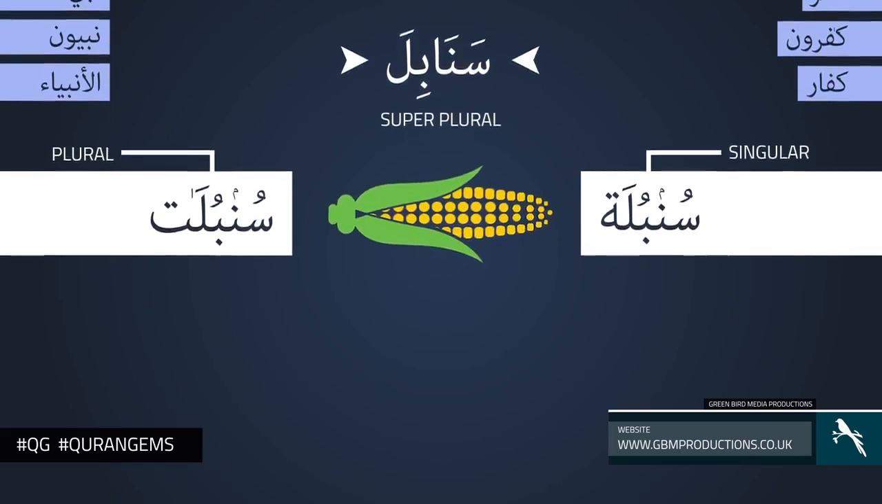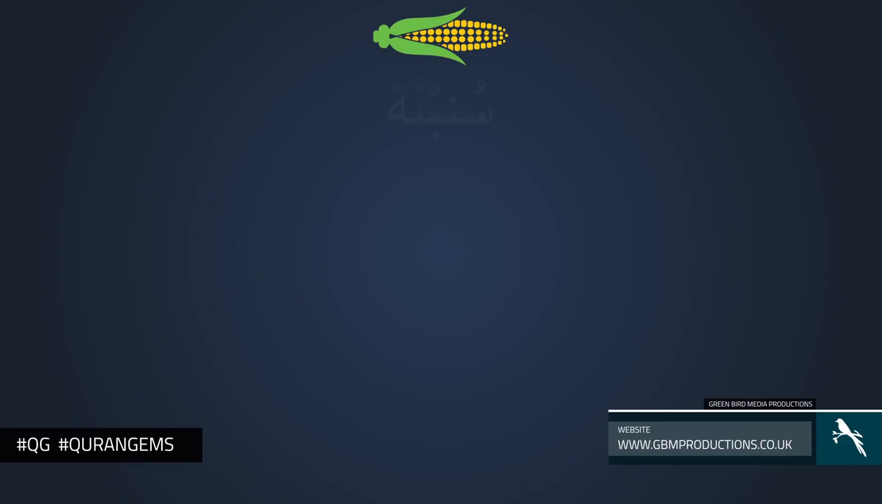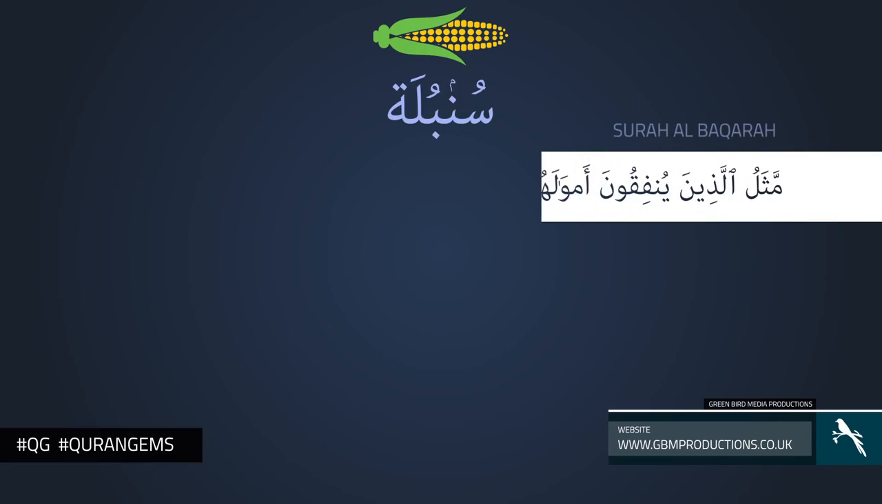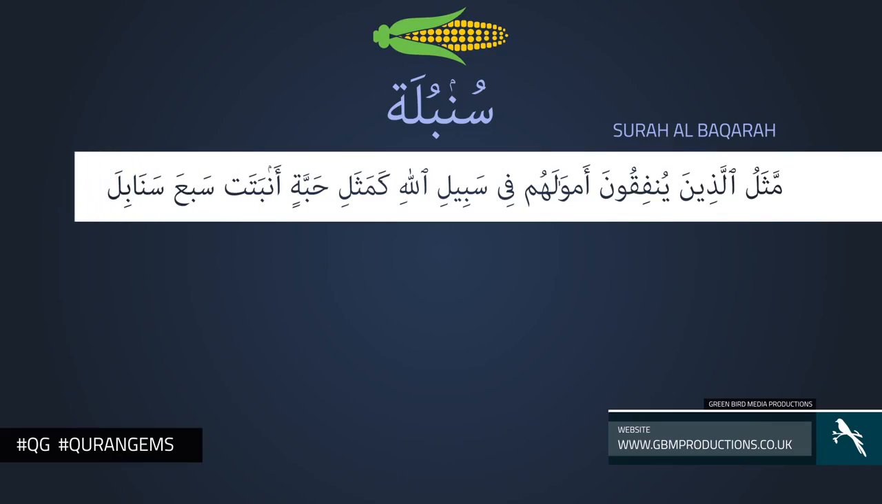Now let's turn to the Quran. In Surah Al-Baqarah, Allah Azza wa Jal mentions the ear of grain, sumbula, but He mentions the plural. He says, مَثَلُ الَّذِينَ يُنْفِقُونَ أَمْوَالَهُم فِي سَبِيلِ اللَّهِ كَمَثَلِ حَبَّةٍ أَنْبَتَتْ سَبْعَ سَنَابِلٍ. Sab'a sanabil. Is that the regular plural or the super plural? That's the super plural. Okay.